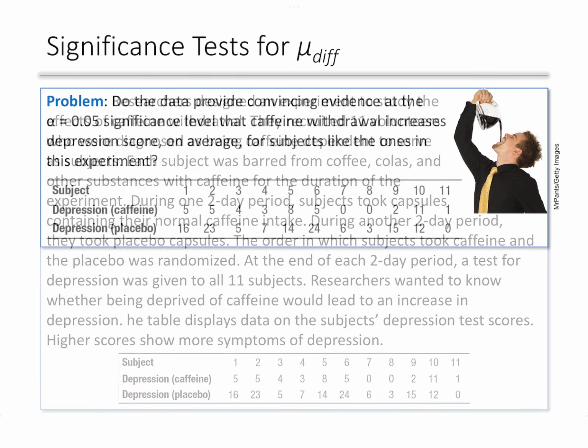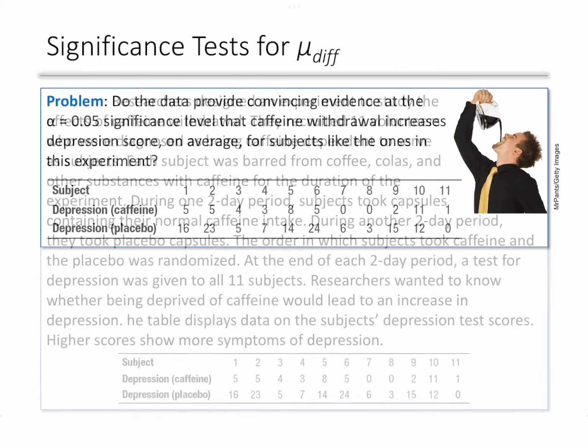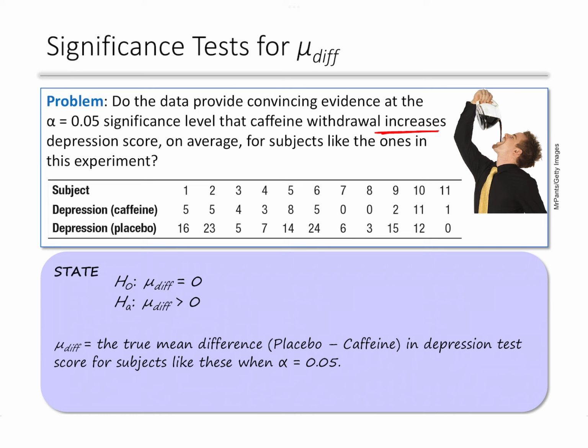But first, let's set up our hypothesis. Remember, the first thing we need to do is state like it always is. So when we state, remember I said our null hypothesis will always be mu diff equals 0, because back here it said it wanted to know if withdrawal increases. So if it's increasing, that's where our greater than 0 comes from. We need to define our parameter. What does mu diff stand for? It's the true mean difference. This has to be given.